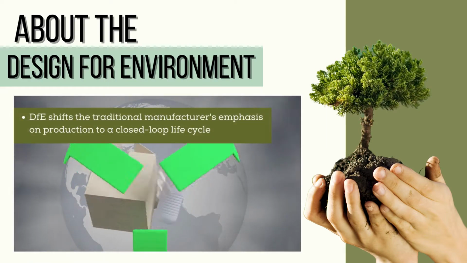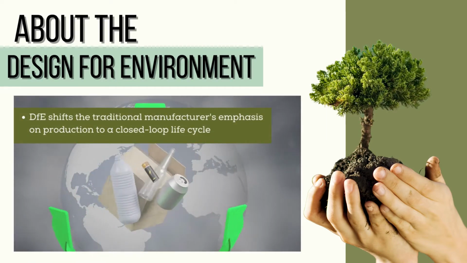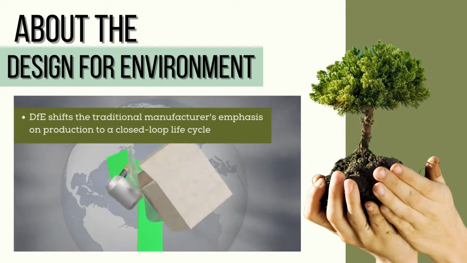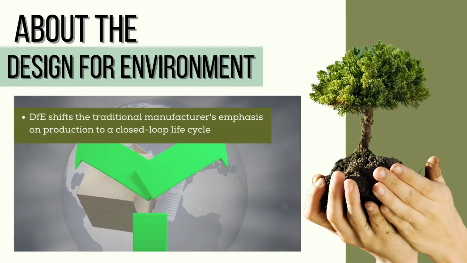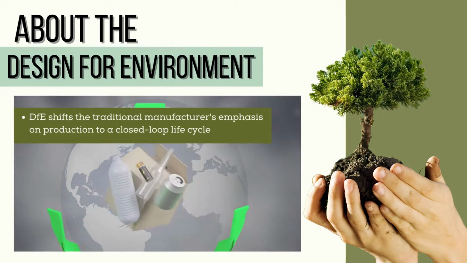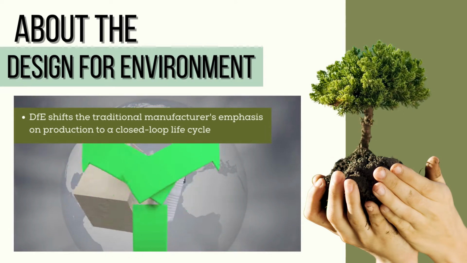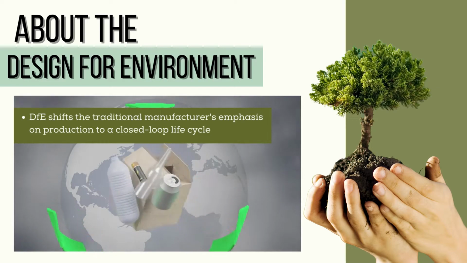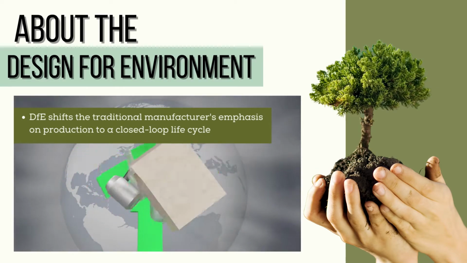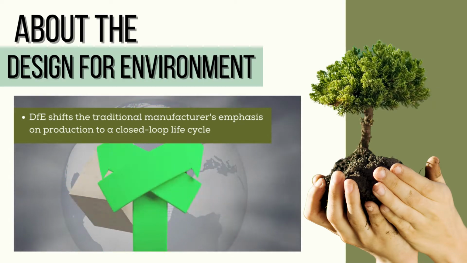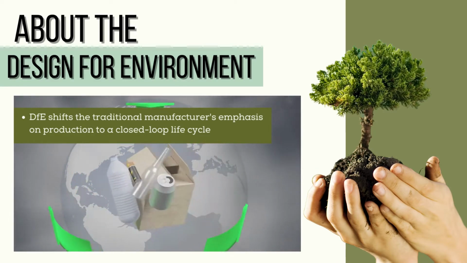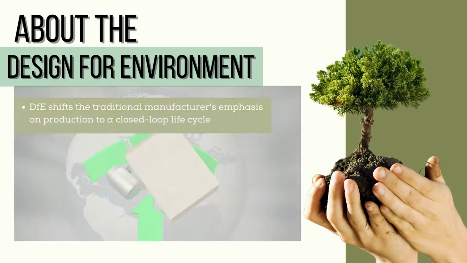And next, design for environment also shifts the traditional manufacturer's emphasis on production to a closed-loop life cycle. Closed-loop cycle, also closed-loop recycling, is the process by which a product or material can be used and then turned into a new product or converted back to raw material indefinitely without losing its properties during the recycling process.